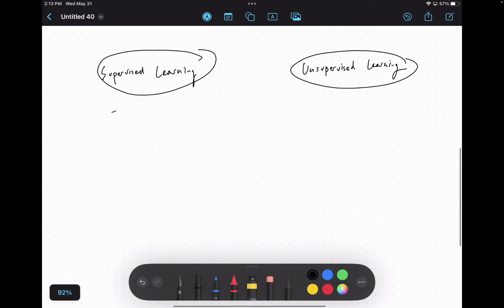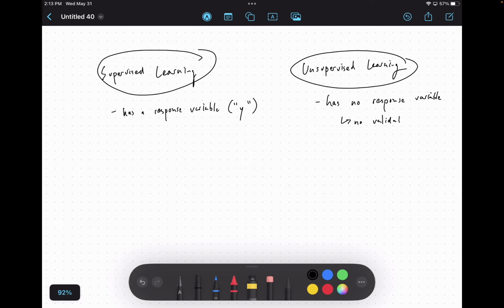So the big difference is that supervised learning has a response variable. So we think of this as our y, and this has no response variable, which means that no validation is possible. Okay?